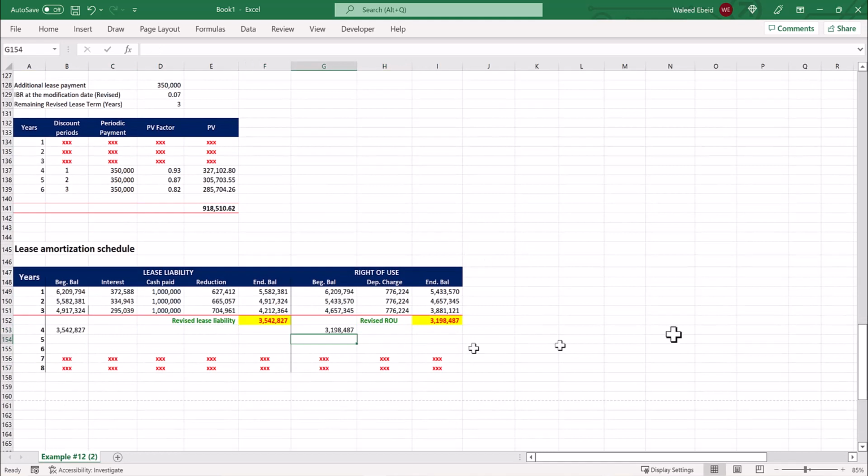The interest charge starting from year 4 is calculated using the revised rate of 7%. Insert the revised lease payment of £1,350,000, and you already know how to complete the remaining calculations.